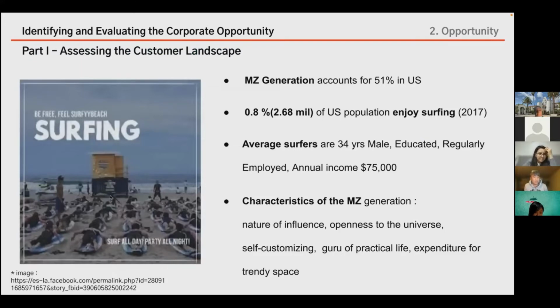So we looked at 3 landscapes to classify where our business opportunities are. The first is the customer landscape. MZ generation accounts for 41% in the US, and 1.8% of the US population enjoyed surfing in 2017 statistics. Average surfers are 34-year-old males, educated, regularly employed. Their annual income is $75,000 a year. So we found the characteristics of the MZ generation. They have a nature of influence. They have openness to the universe and self-customizing, the glue of practical life, and expenditure for trendy spaces like the metaverse.